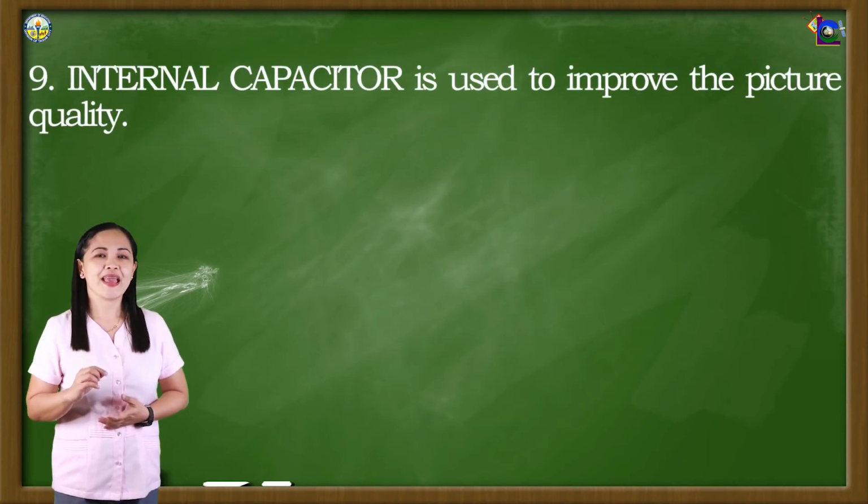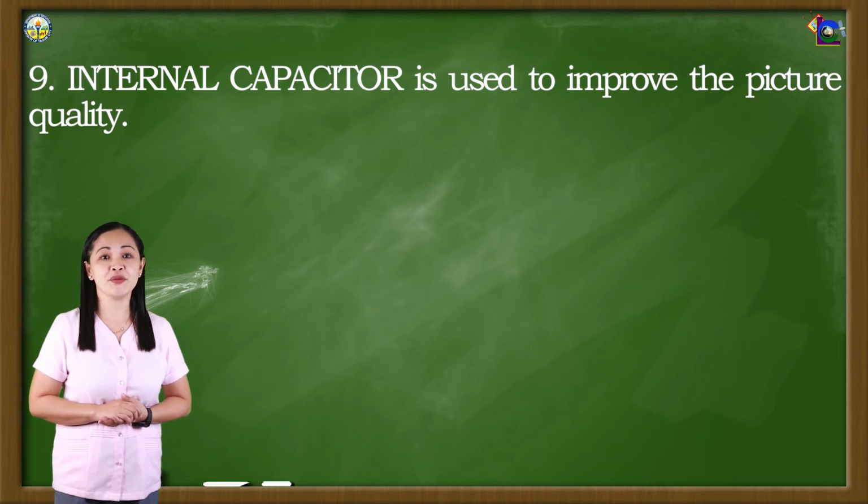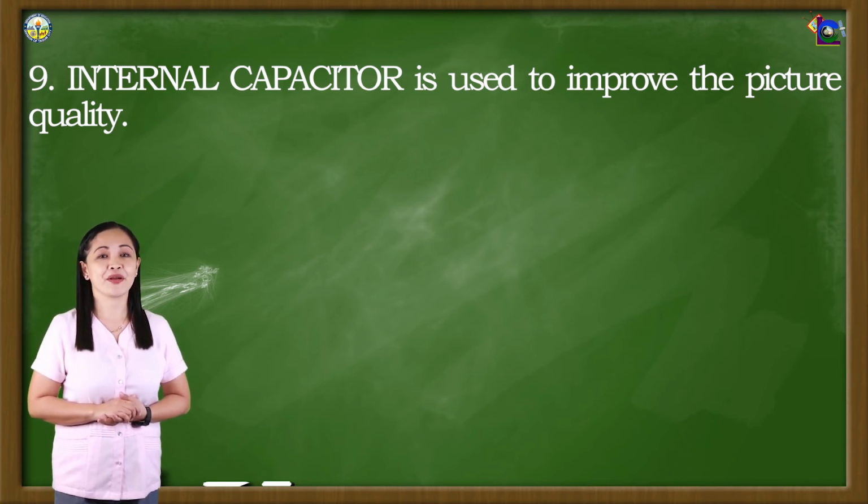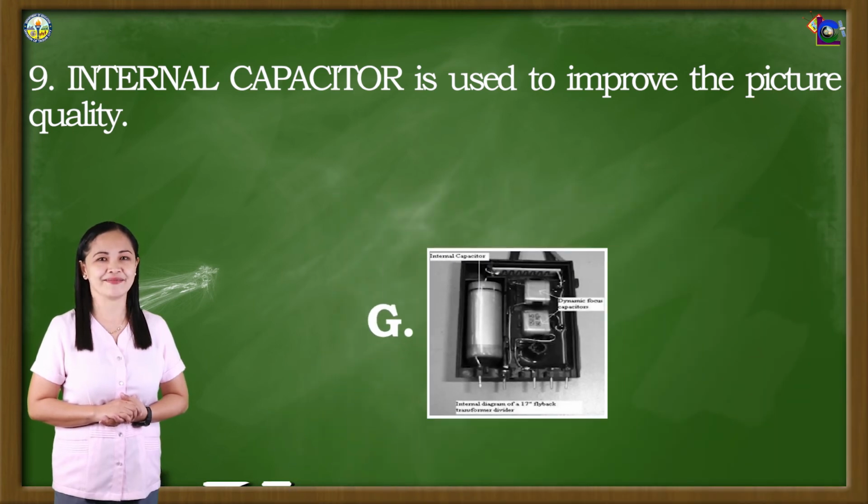Number 9. Internal capacitor is used to improve the picture quality. The correct answer is letter G.